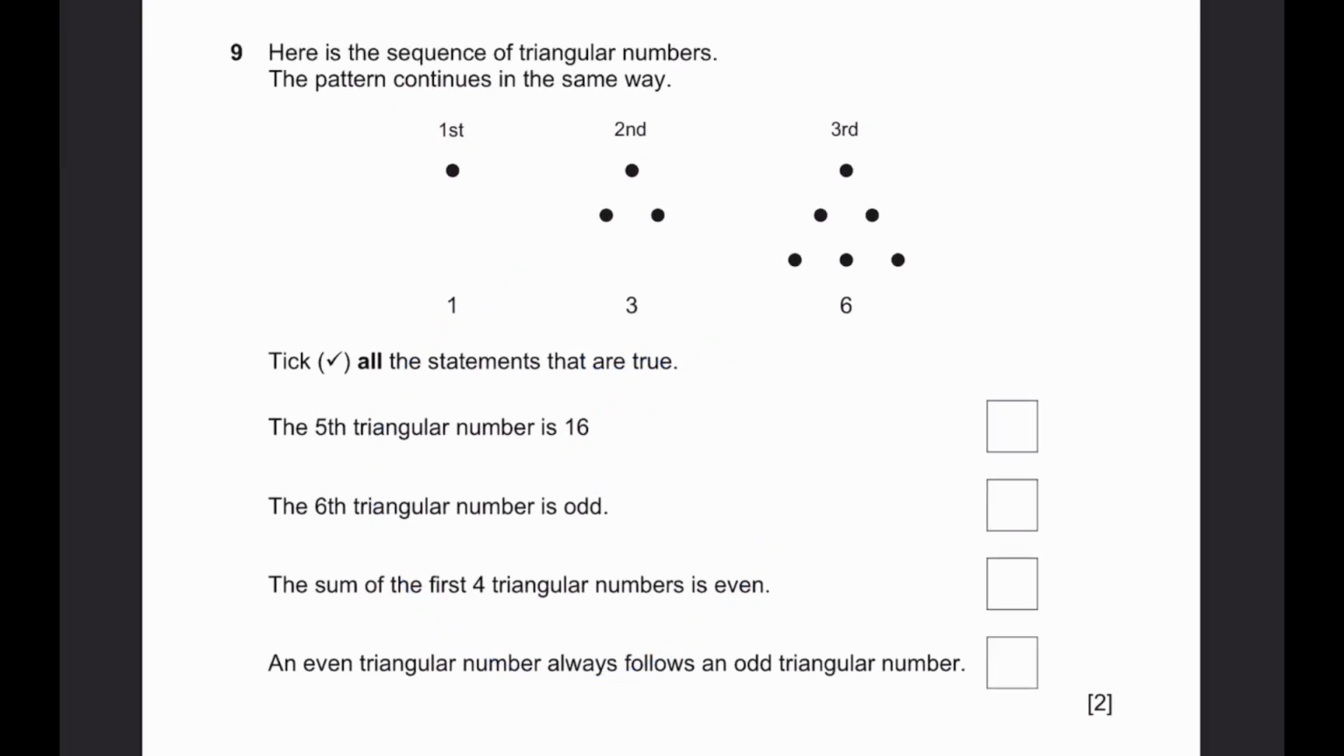Here's a sequence of triangular numbers. The pattern continues the same way. Tick all the statements that are true. The fifth triangular number is 16.